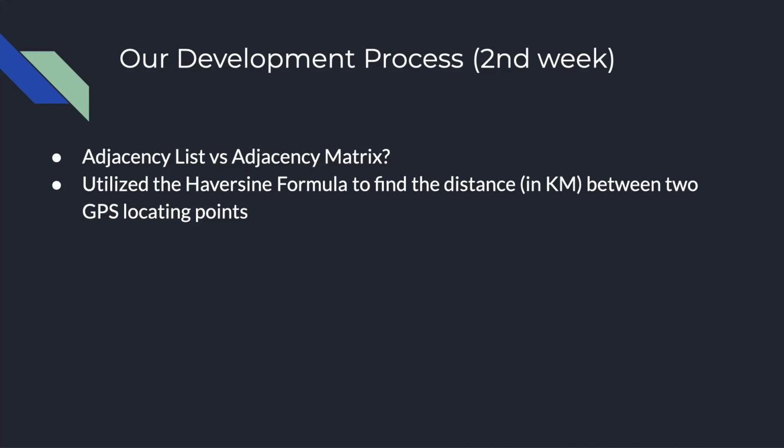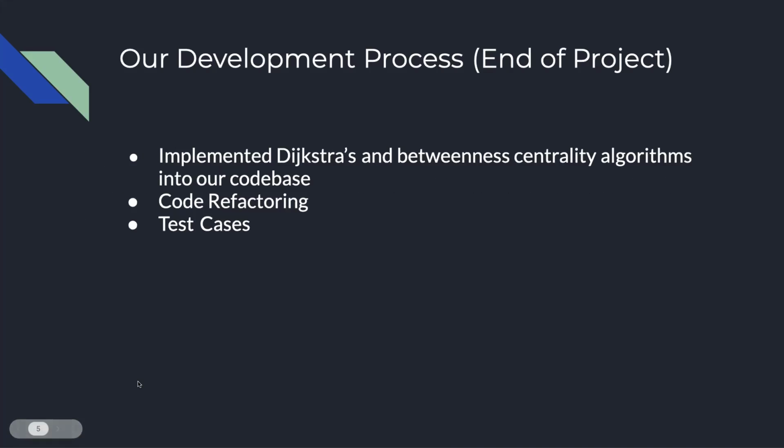For the beginning of the third and final week, we planned to dedicate the majority of our time to refactoring the code base, writing test cases, and implementing our last algorithm, the betweenness centrality algorithm. This part of the project was the most challenging for us, as we had minimal mathematical understanding of how betweenness is calculated from a network of nodes. We had to do research to fully understand the algorithm logic.